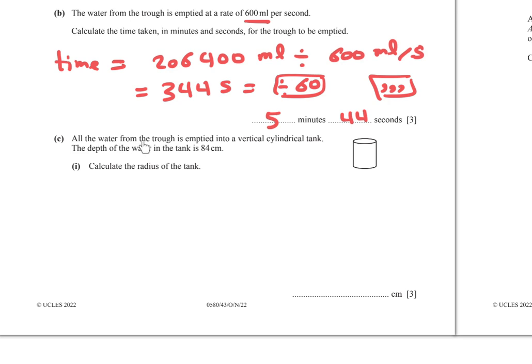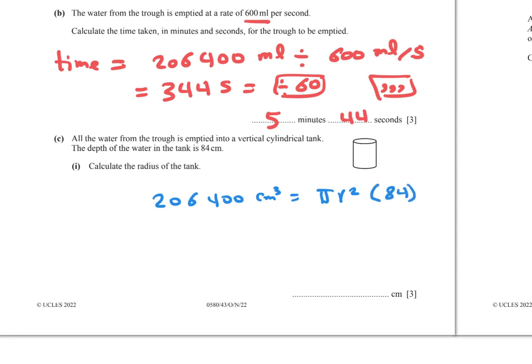C. All the water from the trough is emptied into a vertical cylindrical tank. The depth of the water in the tank is 84. Calculate the radius of the tank. So now the volume of the water, 206,400 centimeters cubed, equals the volume of the water inside the cylinder. So the volume of the cylinder is pi r squared times height, so pi r squared times the depth of the water, which is 84 centimeters.